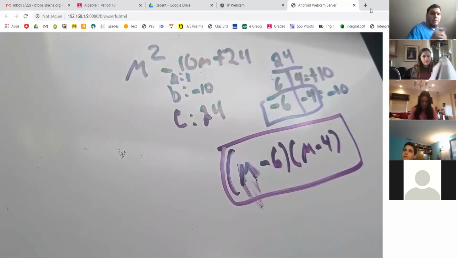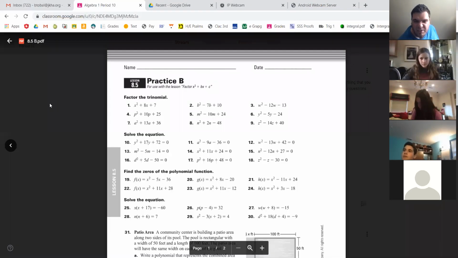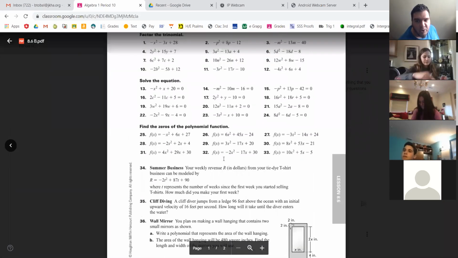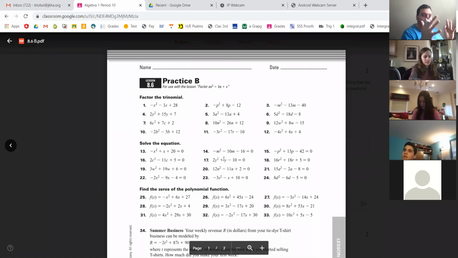Let's go to 8.6. This one is probably, I would say, the hardest out of all of them because you have the A and you have a lot of steps going on at once. So there's a lot of potential for errors.